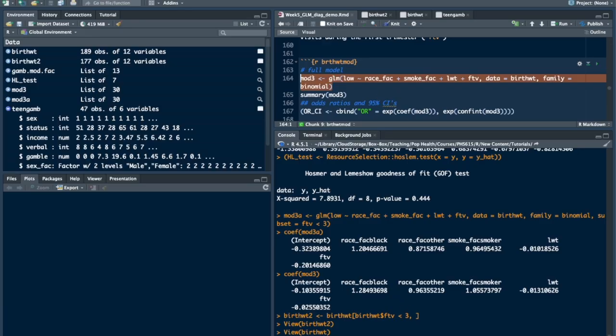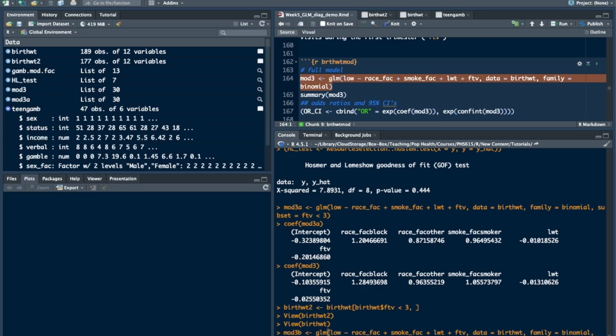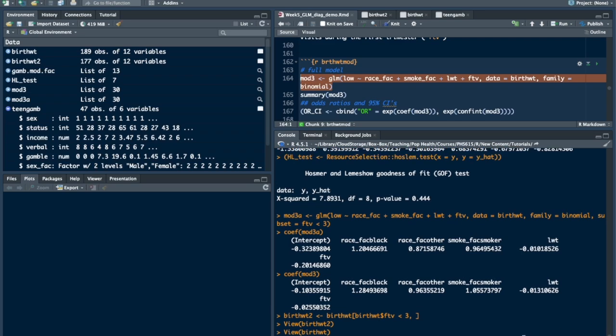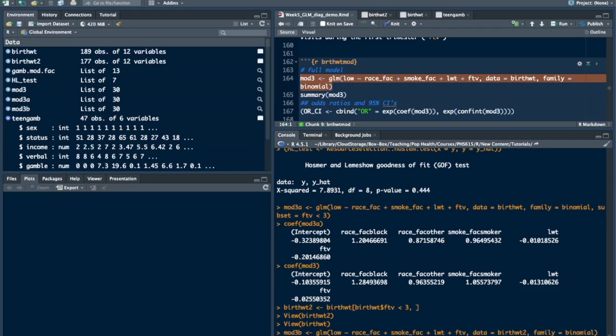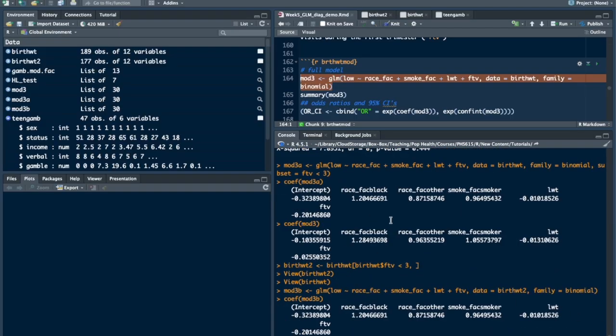So that's two ways to do it. And then you would model 3B, the same thing, but now instead of subset, we would just change the data set that we're using to birthwt2, and we should get the same results, coef mod 3B. Yep, same results as the other one. Okay.